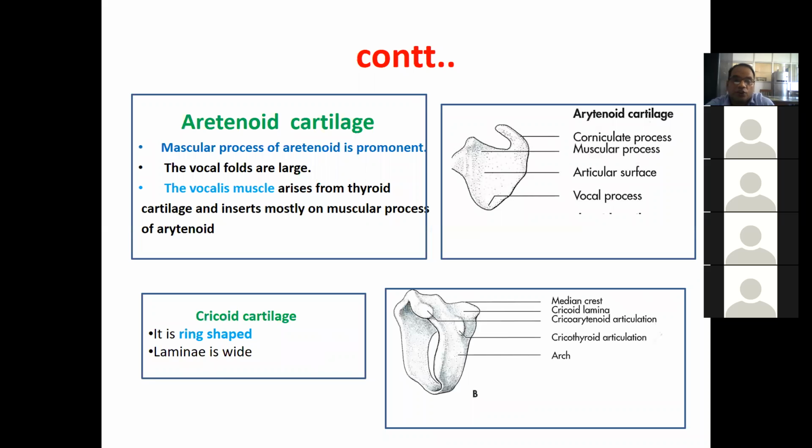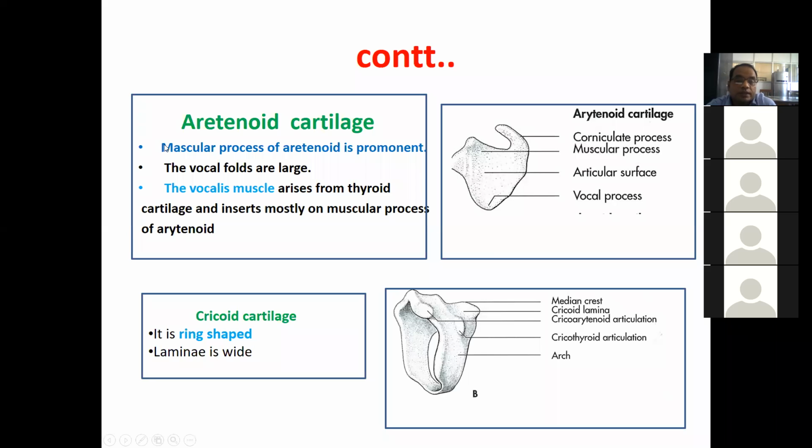Now, what about the arytenoid cartilage? I told you in the arytenoid cartilage there is a corniculate process and the vocal process or the muscular process also. The muscular process of the arytenoid cartilage is very prominent. This is the muscular process, and here is the corniculate process. The corniculate process is curved and hook-like.